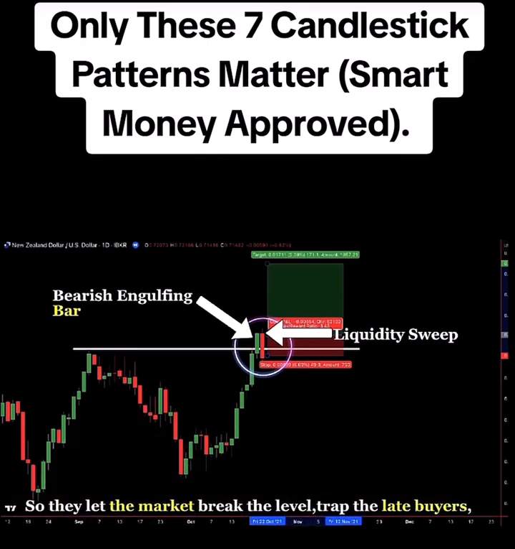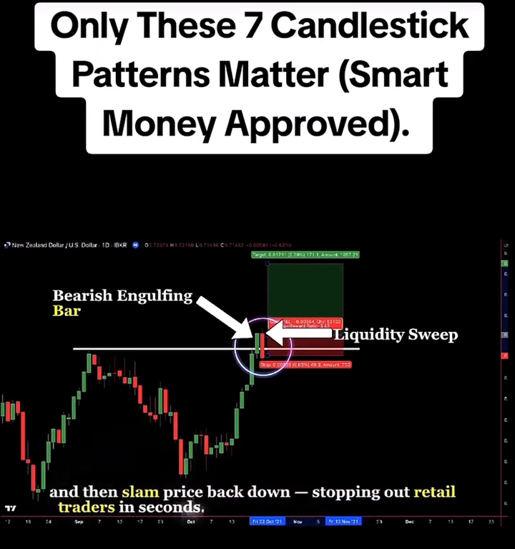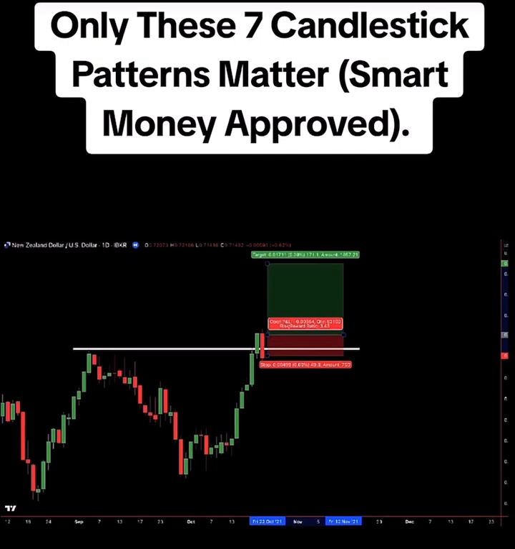So they let the market break the level, trap the late buyers, and then slam price back down, stopping out retail traders in seconds. From there, the market reverses hard in the opposite direction, leaving retail traders on the wrong side, and smart money riding the move they planned all along.